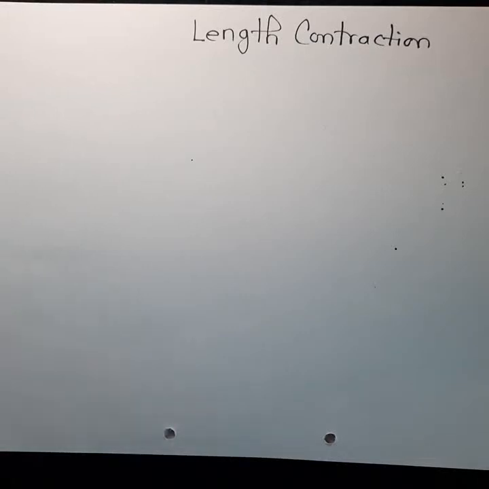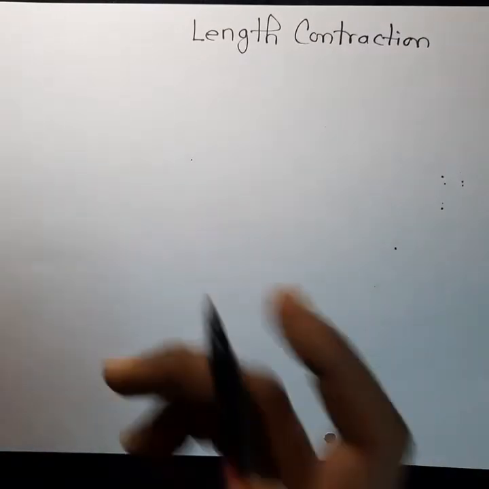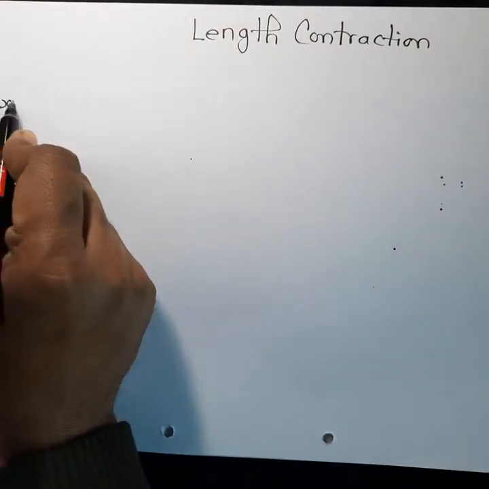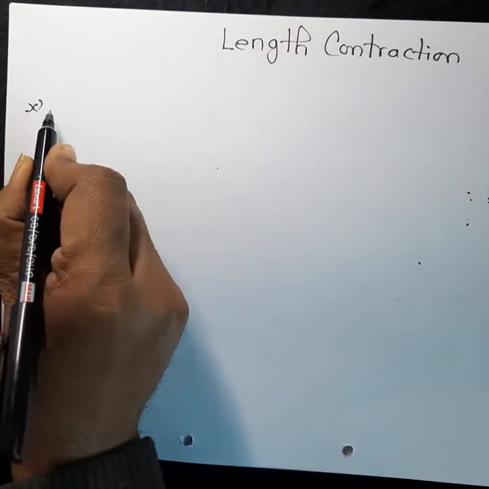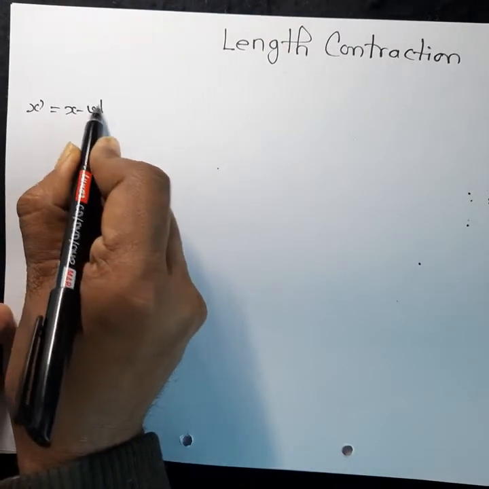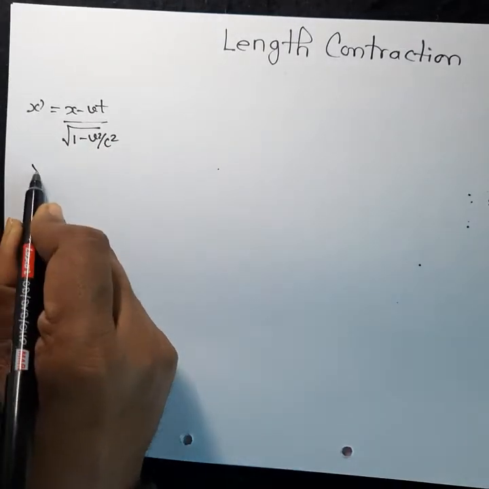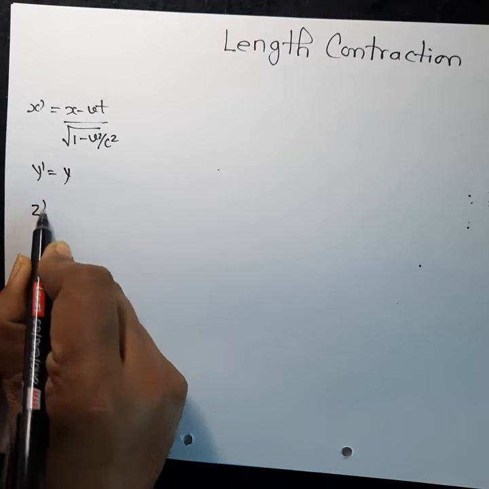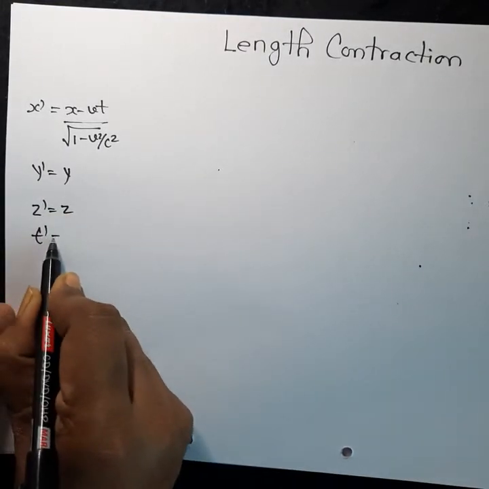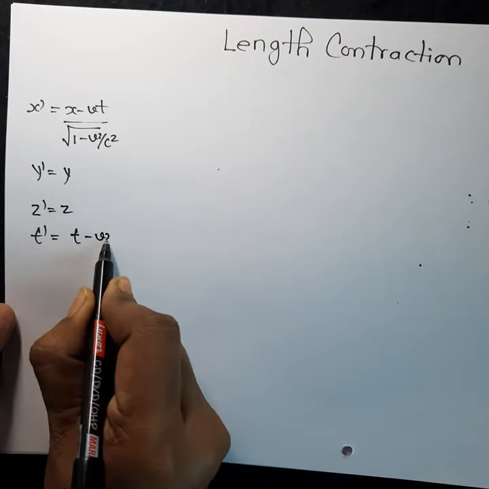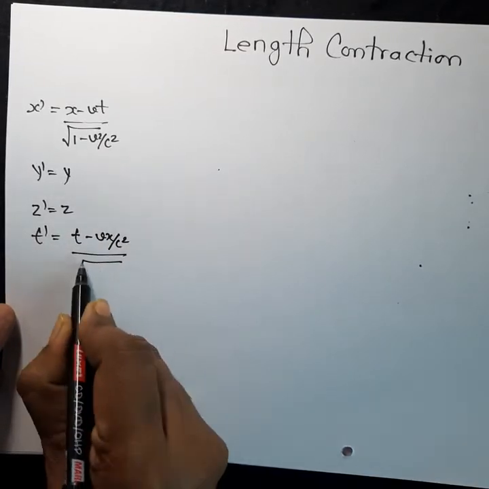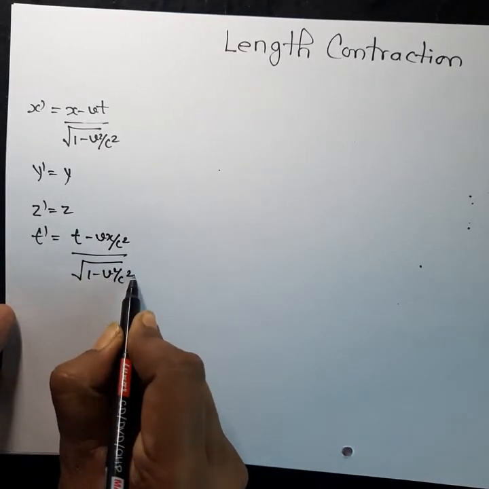Hello everyone, today we are going to discuss length contraction. In the last class, we deduced the Lorentz transformation equations, which can be written as x' = (x - vt) / sqrt(1 - v²/c²), y' = y, z' = z, and t' = (t - vx/c²) / sqrt(1 - v²/c²).